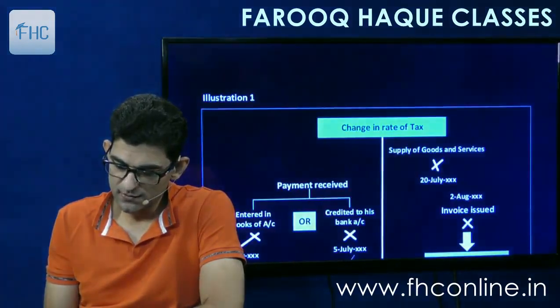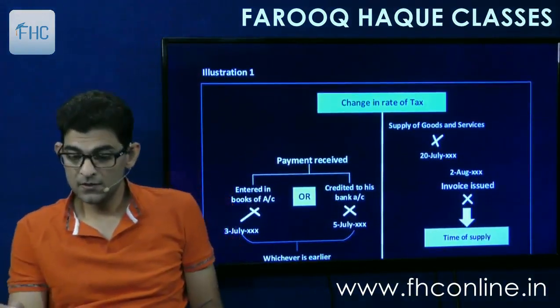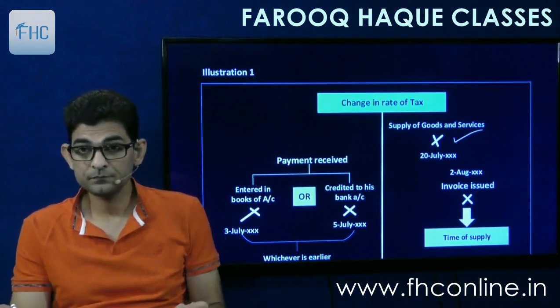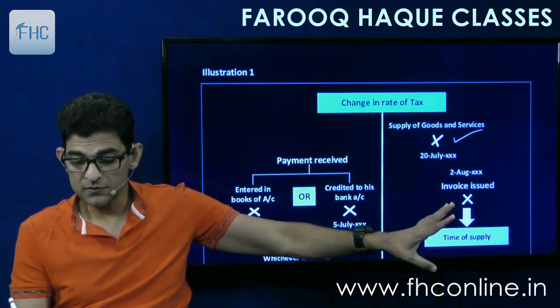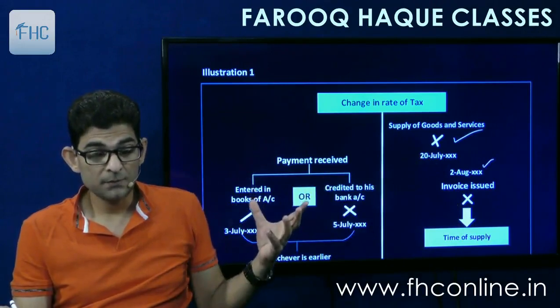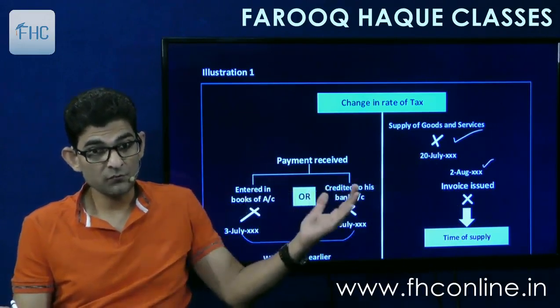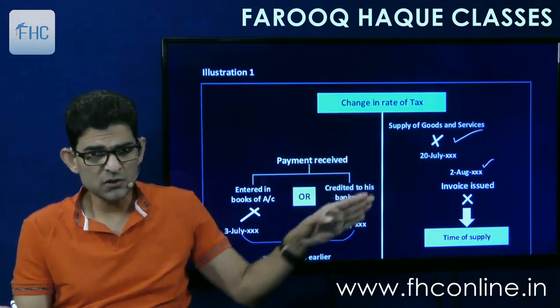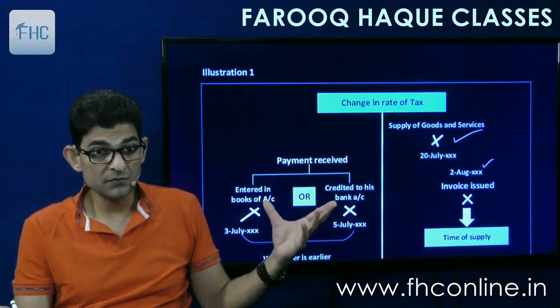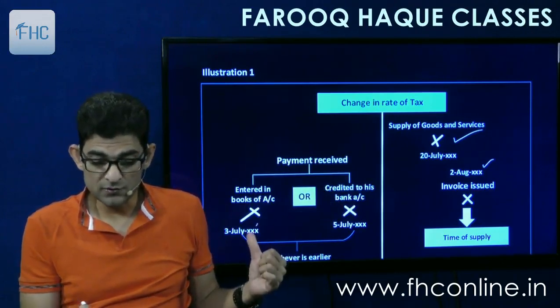Then case 3, along with the 4 working days criteria, let's see. Supplies afterwards, good. Invoice is also afterwards. So supply and invoice are afterwards. In payment, we take entry in books or bank credit, whichever is earlier. Now if both of them are before change, then we'll apply normal rule, whichever is earlier. So whichever is earlier will be 3rd of July. So this is my receipt.